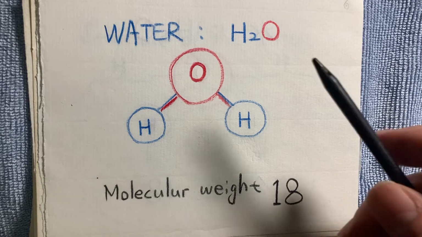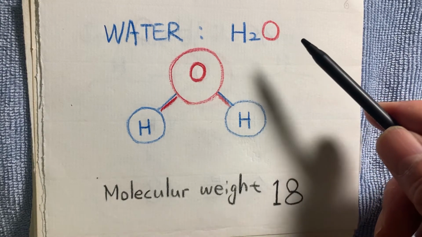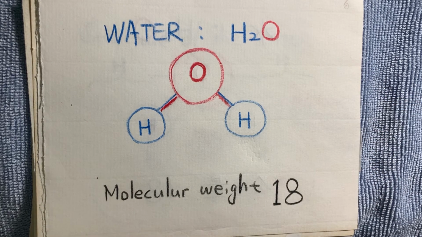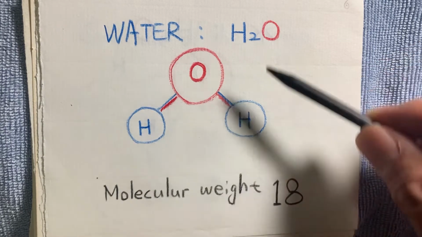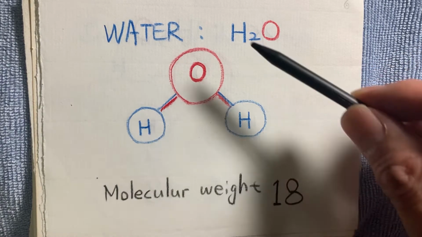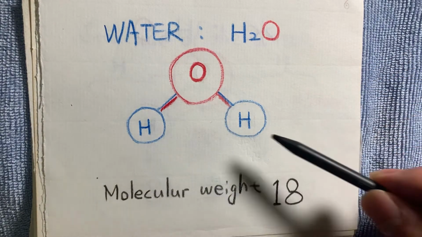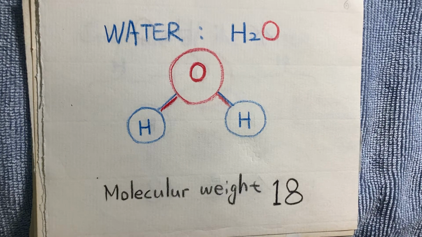Water is H2O in chemical formula. H2O is a molecule made up of one oxygen atom and 2 hydrogen atoms. H2O has a molecular weight of 18. But how do we get that number? I will now explain that.